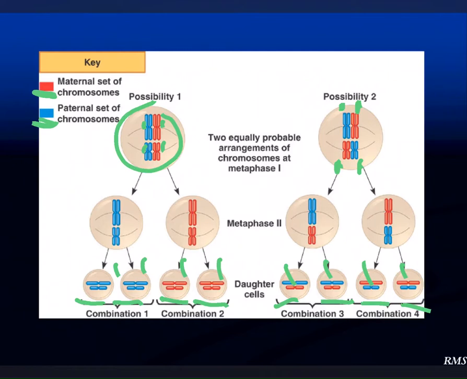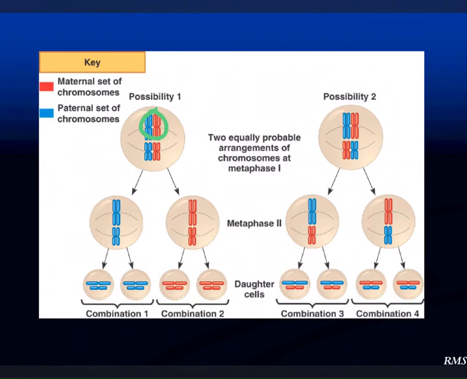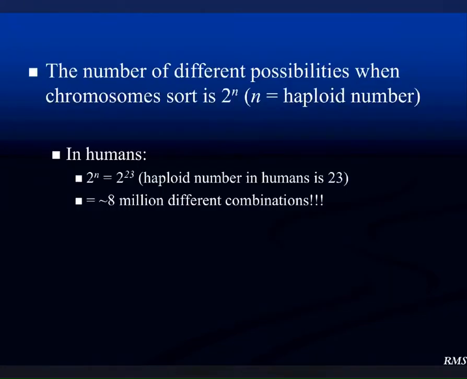The way these two line up here doesn't impact how these line up. If these line up like that, they don't care. They could line up in the opposite direction. You're not going to have to do the math for this, but I do want to show you the genetic variation that results of this.